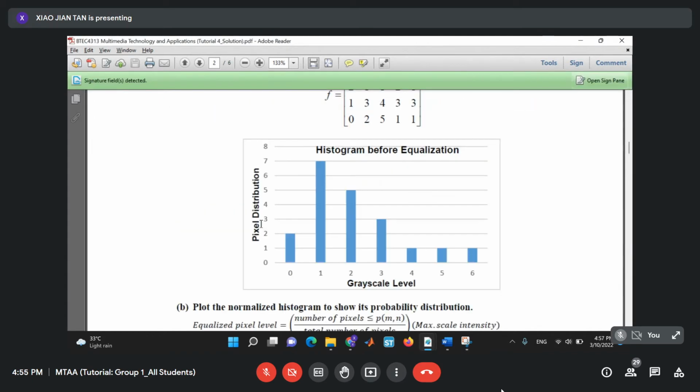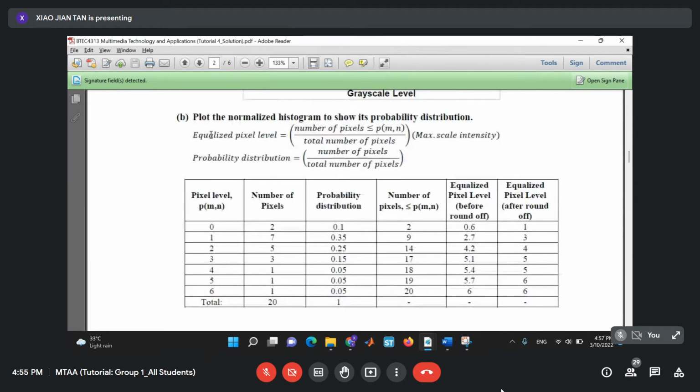Okay. So for B, I think this one is already given in the lecture notes. These two equations are in the lecture notes. So for the equalized pixel level, you have these equations, and the probability distribution will be this one. Basically, probability is how often something occurs. For example, you have two colors, apple and orange, in a box. Let's say you have 5 apples and 5 oranges. What is the probability you will get an orange? It's very simple.